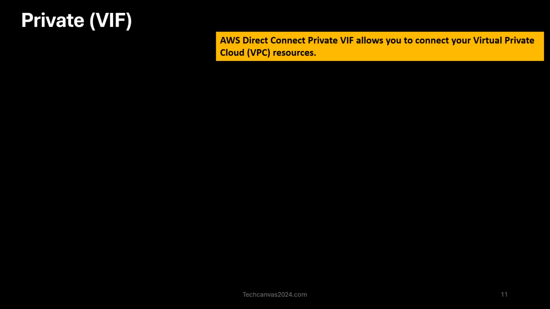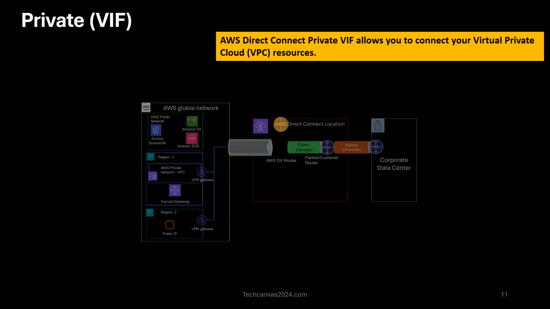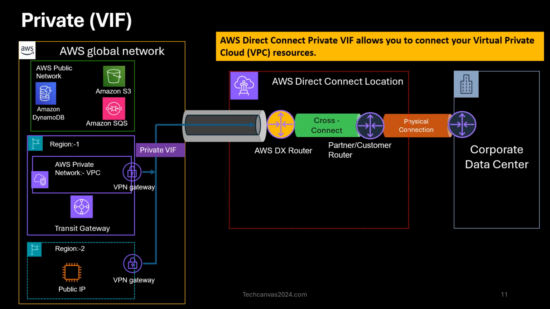So let's talk a bit deeper about private VIF. So what are the private VIF? We have already explained why and in what circumstances it is used. As I explained earlier in a previous slide, private VIF is used to access VPC resources on a private channel or on private IP addresses, such as EC2 instances and databases which are running inside your private subnet or private network.